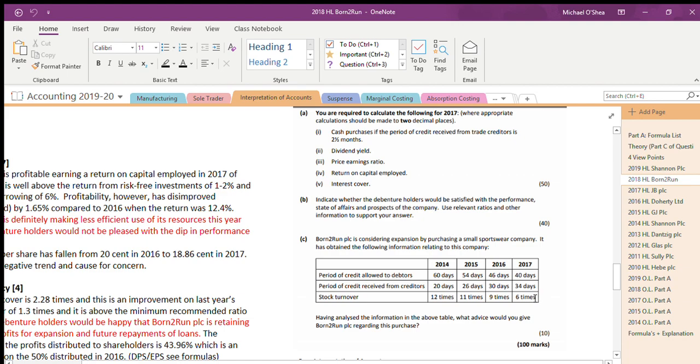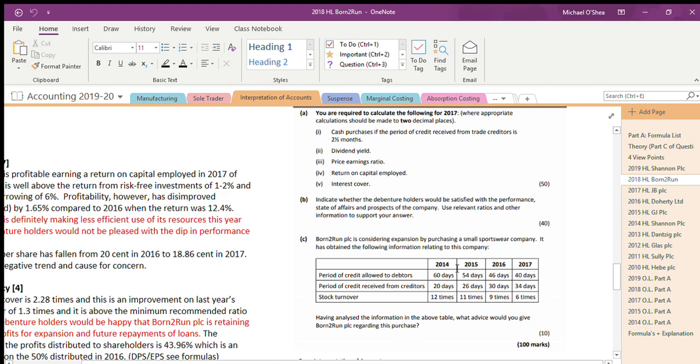Obviously from 2017, maybe their stocks would last 2 months, and therefore they only need to restock 6 times. They want to turnover the amount of times you're continuously stocking up in 1 year. Analyze the information on the table above. What advice would you give Born to Run regarding this purchase?